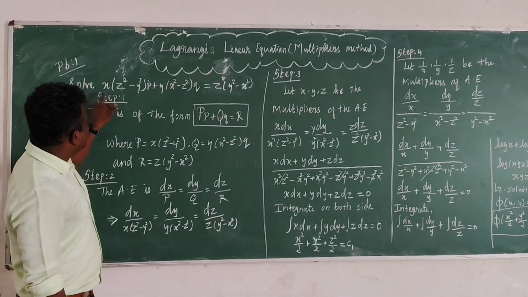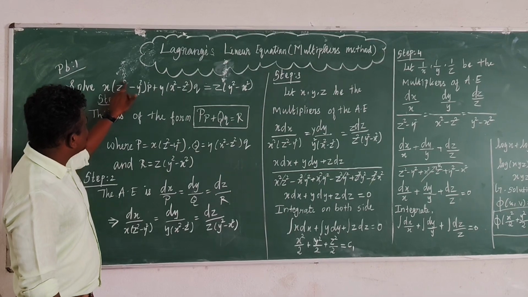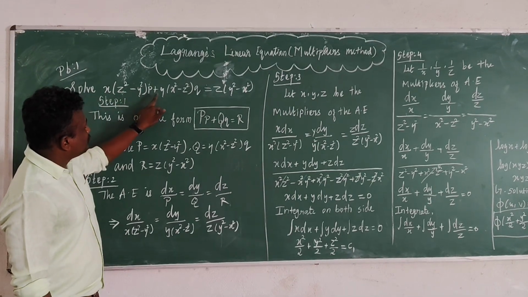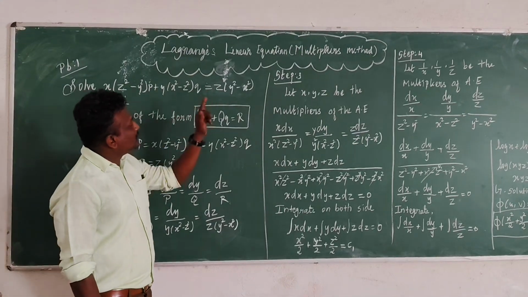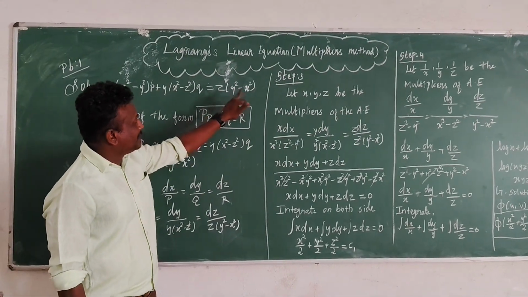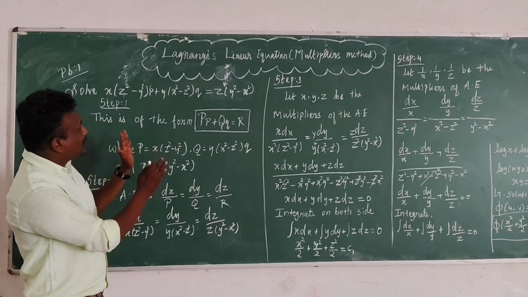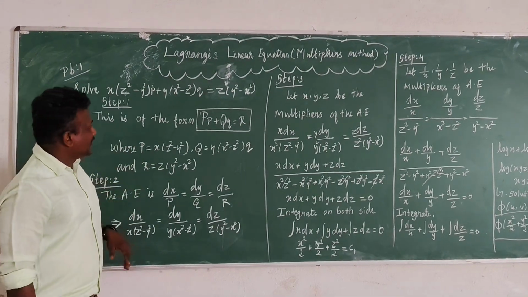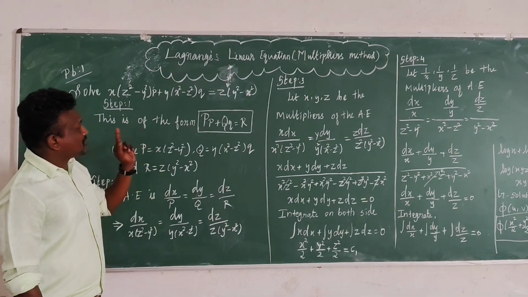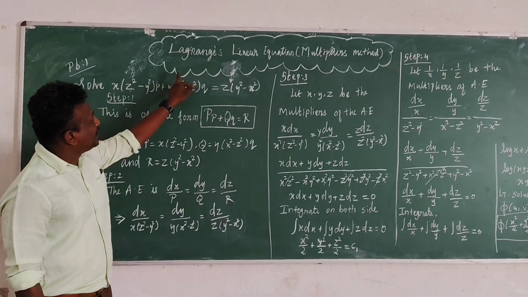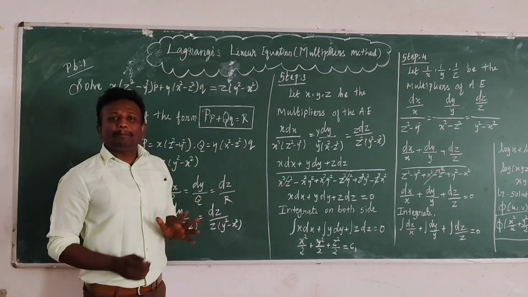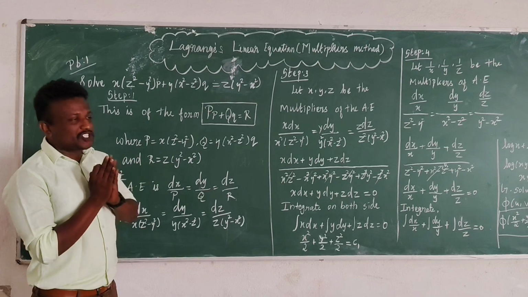Solve x(z² - y²)p + y(x² - z²)q = z(y² - x²). This is the problem which we are going to solve today. The first step is to determine whether the given problem follows Lagrange's linear equation pattern or not.